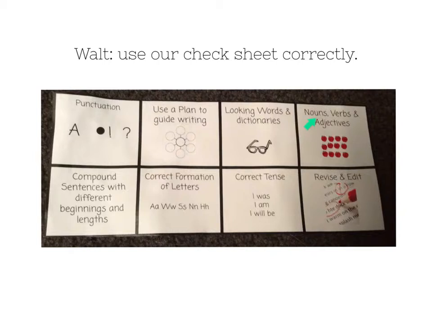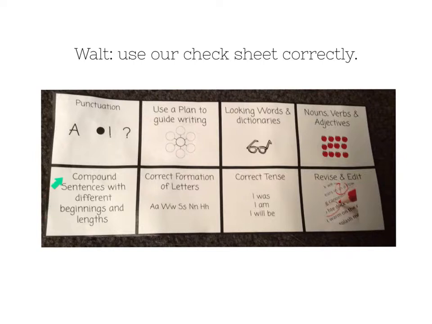This one over here, nouns, verbs and adjectives. If you're at this level writer, you should be able to tell your teacher, or anybody else for that matter, what a noun is, a naming word, a verb, action or doing words, and adjectives, a describing word. So we want to see lots of these words in your writing.